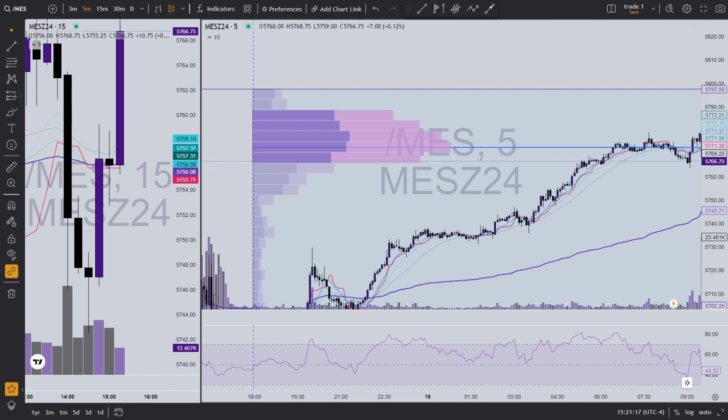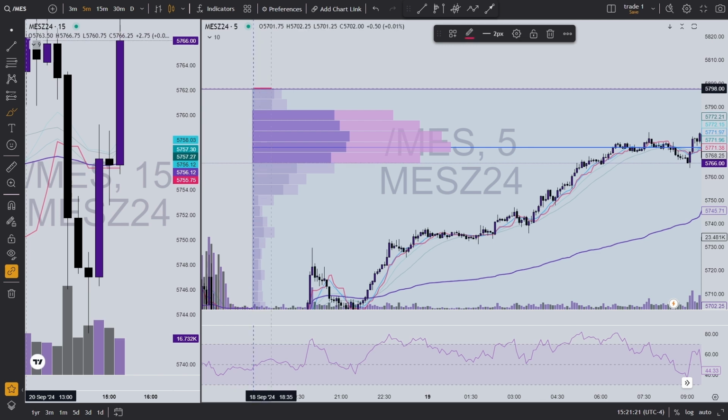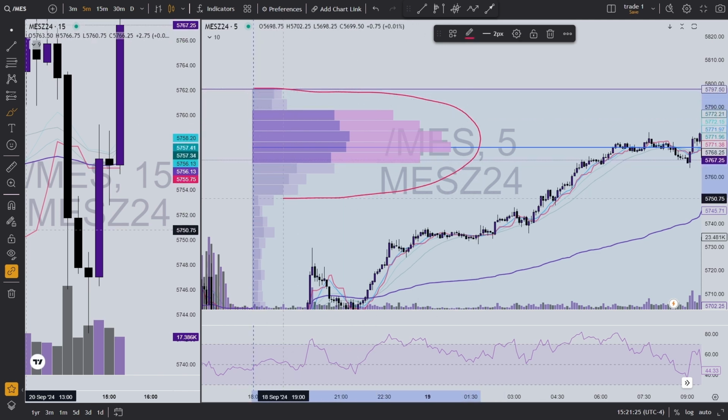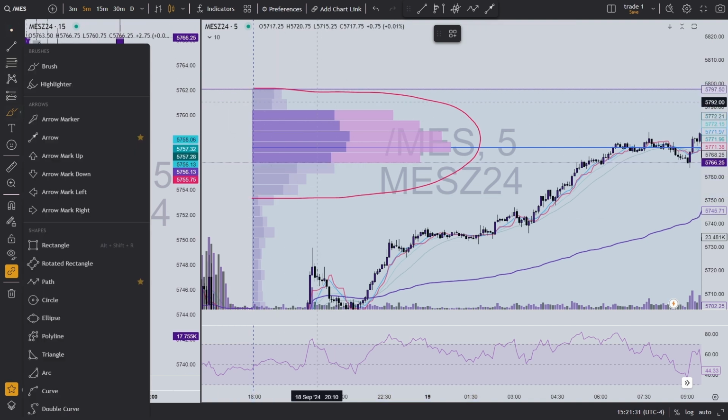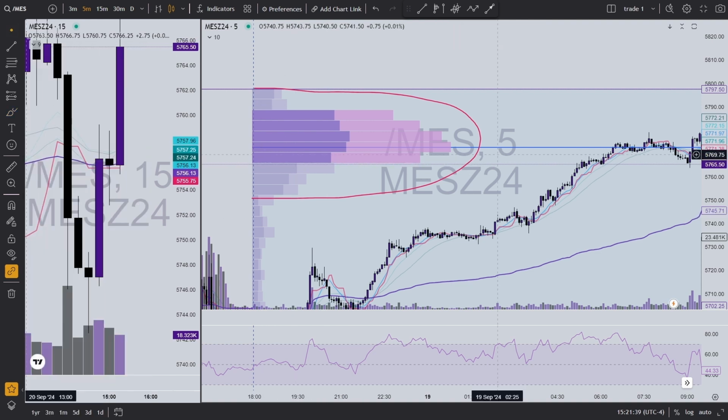Okay, so we come over here and we grab our pen. Essentially what you're doing is going from the top of the node all the way down to the bottom of the node. So the range we just drew would be our high volume range, if you will. And within that range, we have our little POC, which is the blue line.